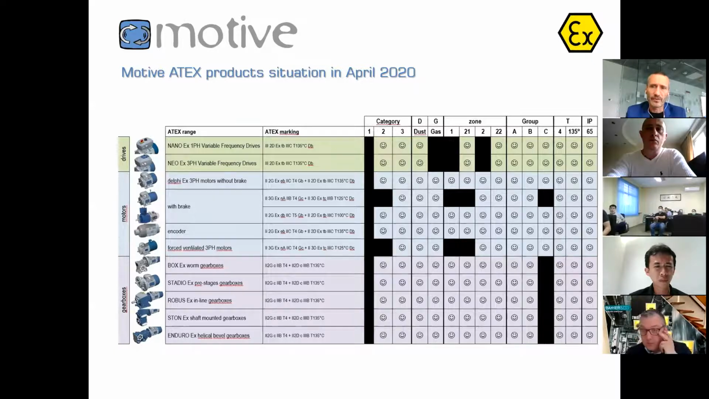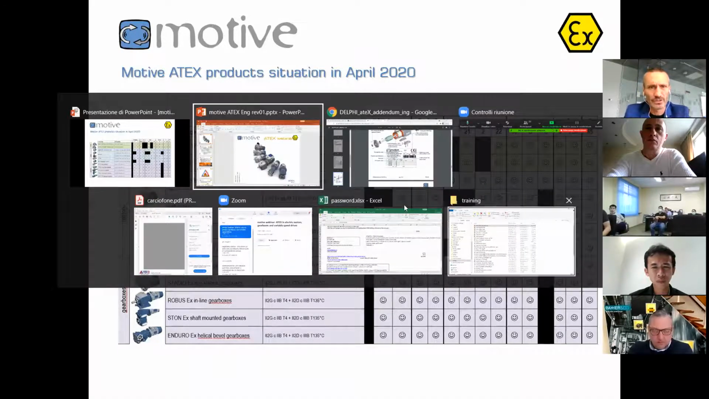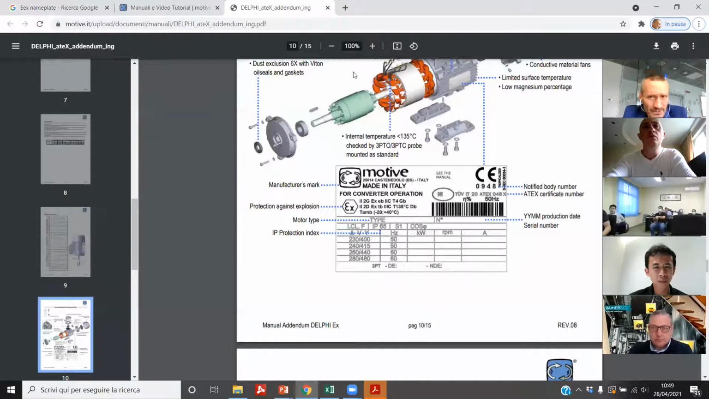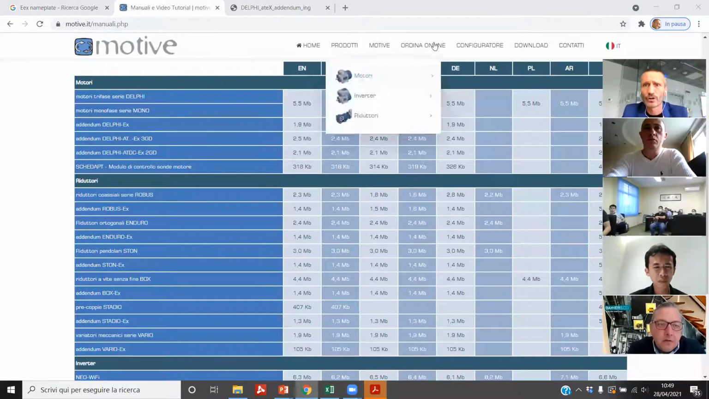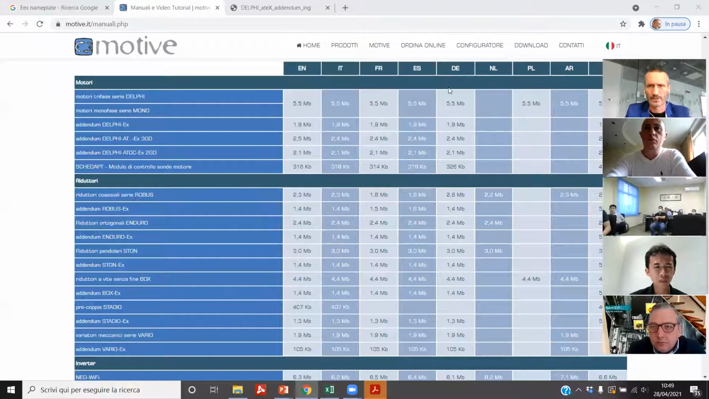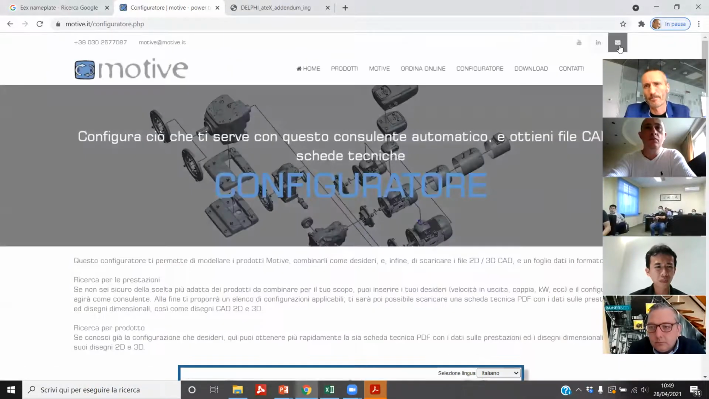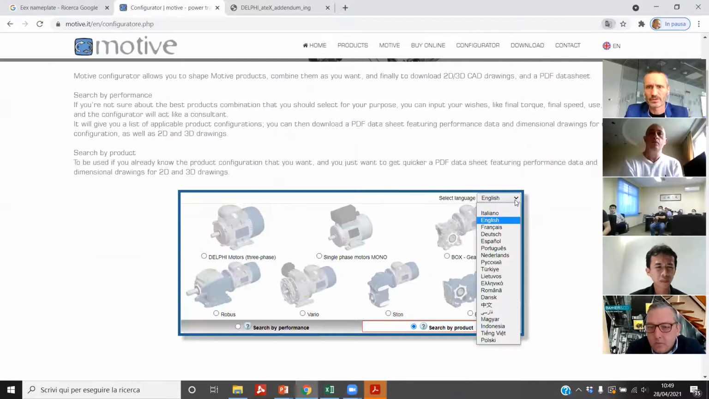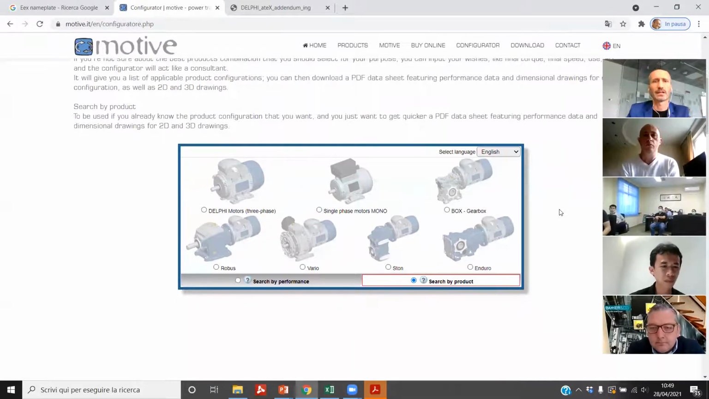Well, there could be some further mixes like encoders, brakes, and things like that. Actually, the easiest way to understand the final result is to go into our website and look for the configurator. Actually in English, okay. By the way, the languages here are so many. Okay, so let's stick to English.